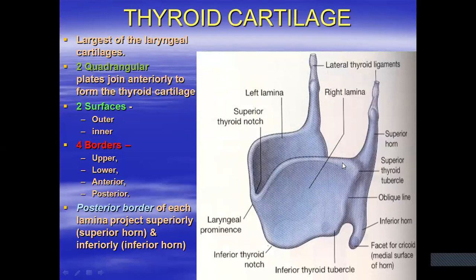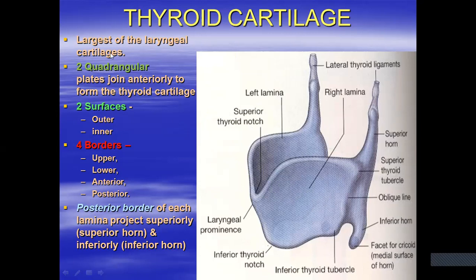Its upper margin corresponds to the C4 vertebra and its lower margin corresponds to the C5 vertebra. It consists of two laminae, the right and the left laminae, which are the laminae of the thyroid cartilage.